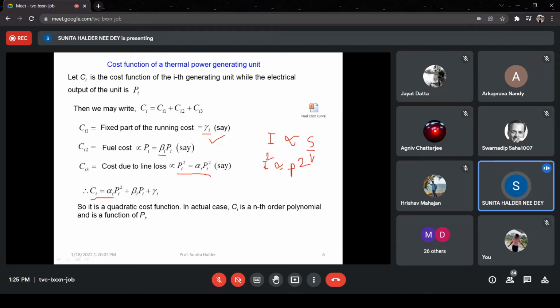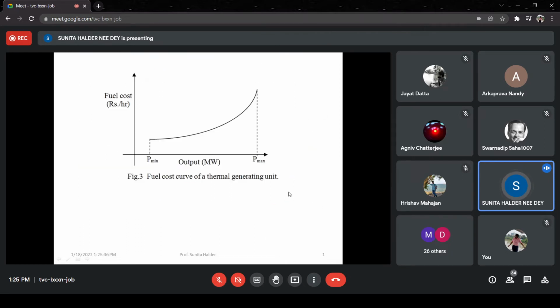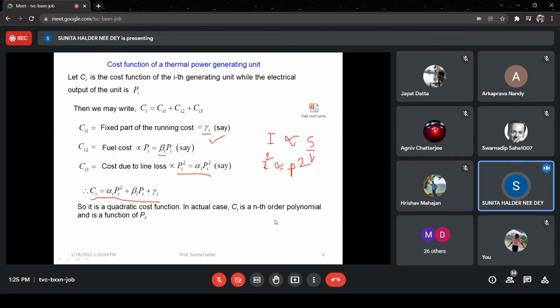See, the cost function is alpha_i P_i square plus beta_i P_i plus gamma_i. So it is a quadratic cost function. That's why we have represented it using a parabola. But actually this is not purely a quadratic cost function. There are so many other parameters, so in reality they are nth order polynomials, but here we shall consider them only as quadratic polynomials.